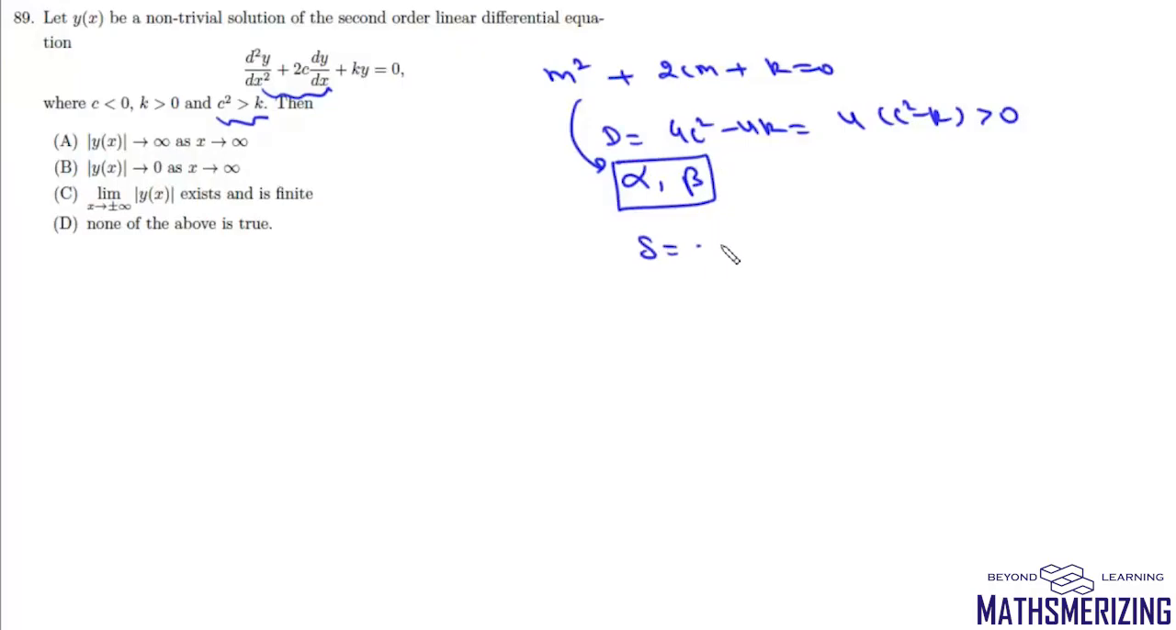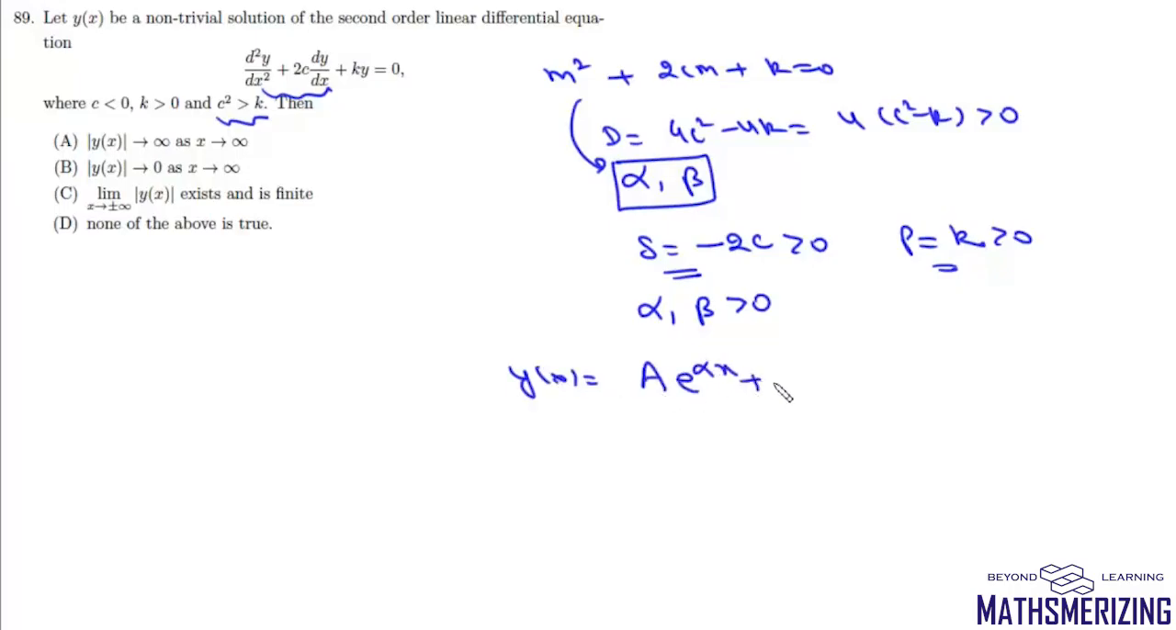Now we will find the sum of roots is minus 2c and c is less than 0, so that means the sum is greater than 0, and we'll find its product is k, and k is again greater than 0. So when the sum is positive and the product is positive, alpha and beta, they are both greater than 0. So we can write this y(x) as a e to the power alpha x plus b into e to the power beta x, where both alpha and beta are greater than 0. Now if we look at mod y(x), it will be mod of a e to the power alpha x plus b e to the power beta x.